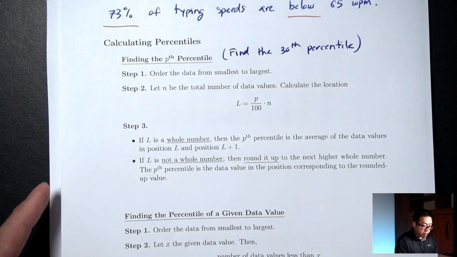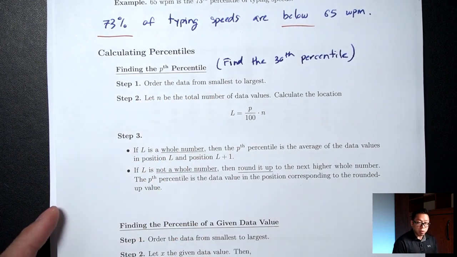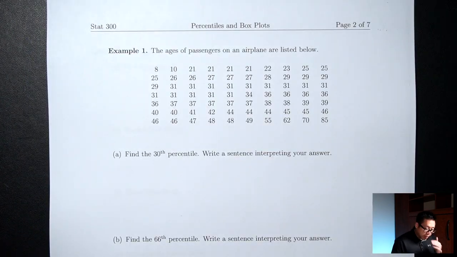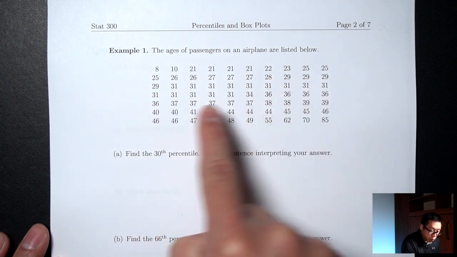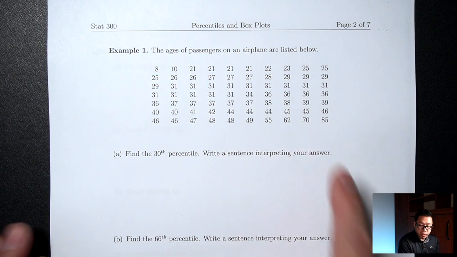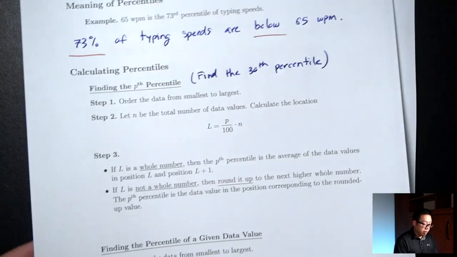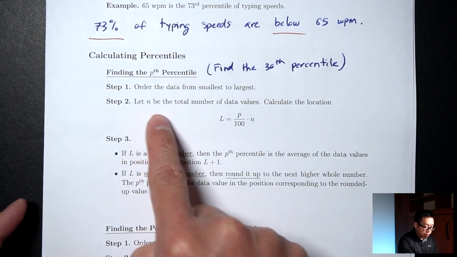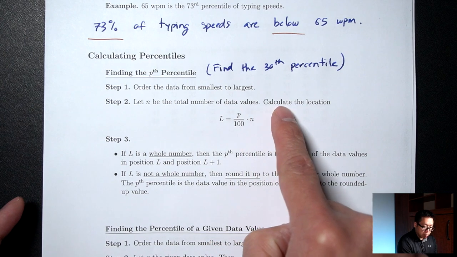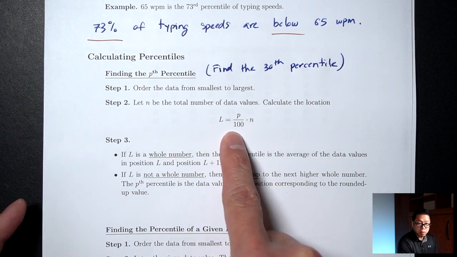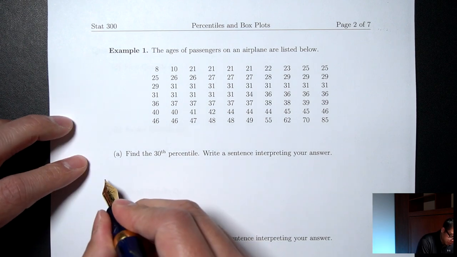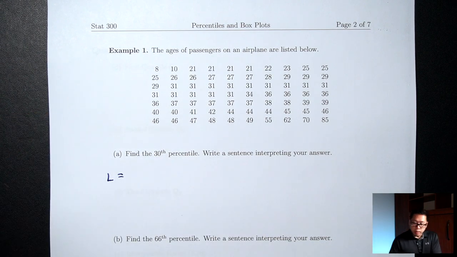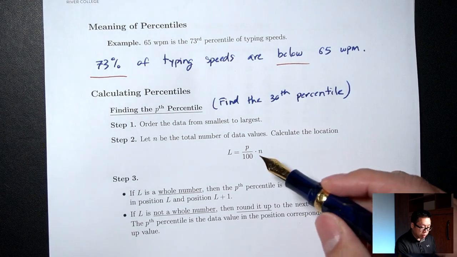Step one says order the data from smallest to largest. If I look at my data, it looks like it's already ordered from smallest to largest. So step one's good. Step two says let n be the total number of data values. Calculate the location L. So we'll calculate this. Now the formula has p over 100 times n.